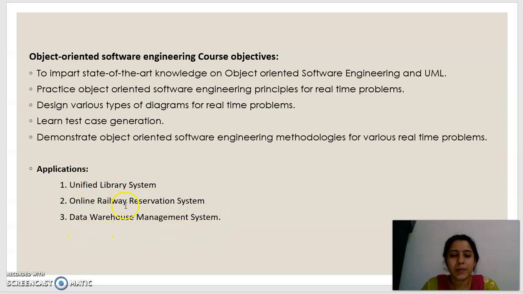So for these three applications, task one is how to write a problem statement, and the next task is related to how to gather the requirements for these three, and the next one is how to analyze and how to design. Mainly this whole lab is based on these three applications.